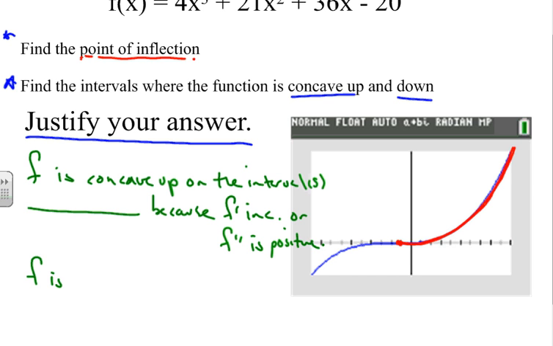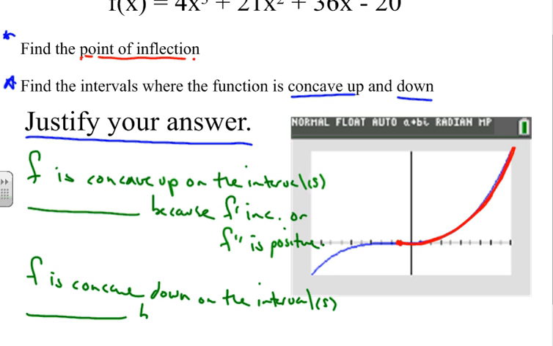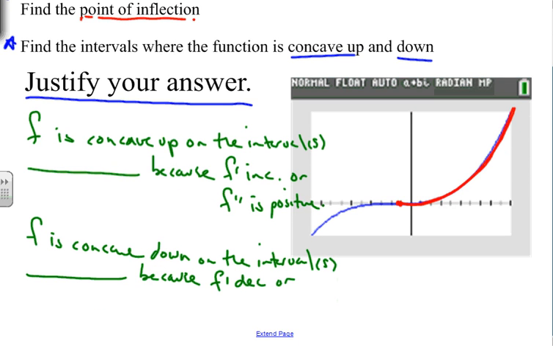F is concave down on the intervals, fill in the blank, because f prime is decreasing, or f double prime is negative. Okay, and that's what we're looking for. We've got to figure out when f double prime is negative. That's where it's going to be concave down.